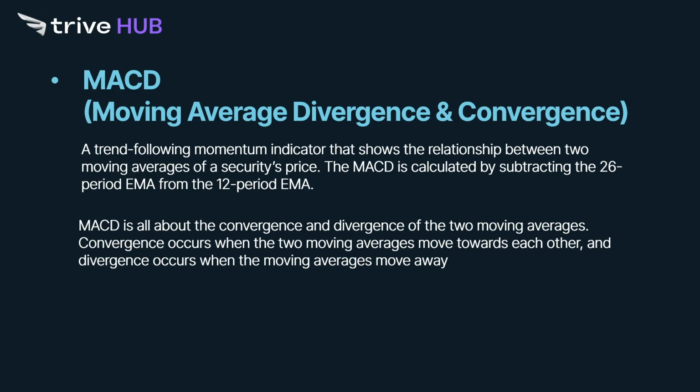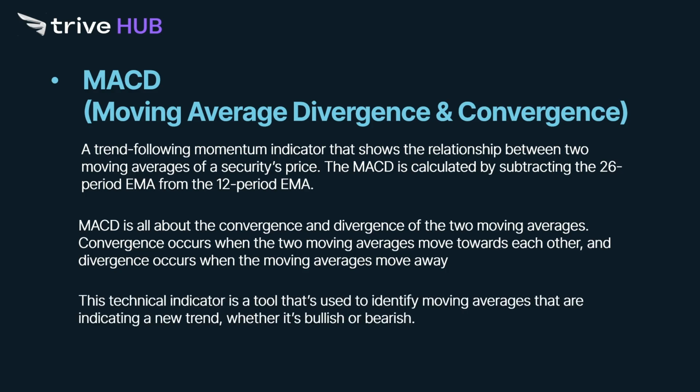each other. The technical indicator is a tool used to identify moving averages that are indicating a new trend, whether bullish or bearish. So MACD is helpful in trending markets. It does not work well in the range bound market.